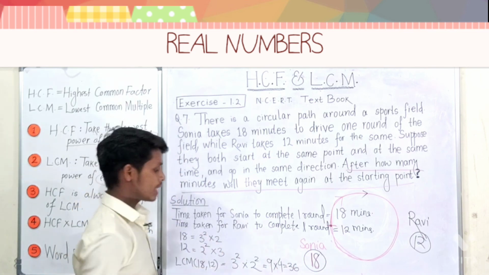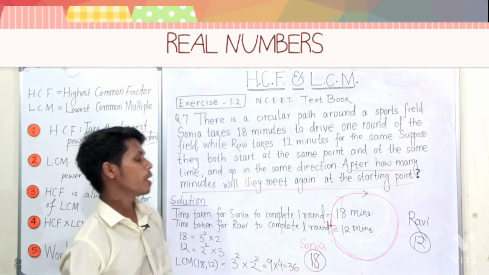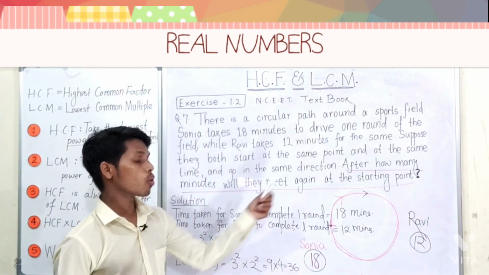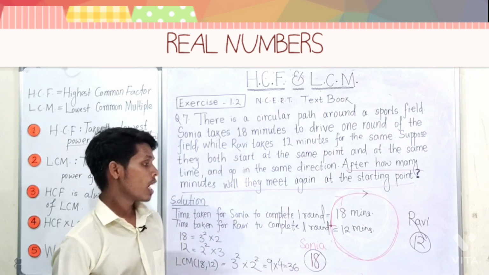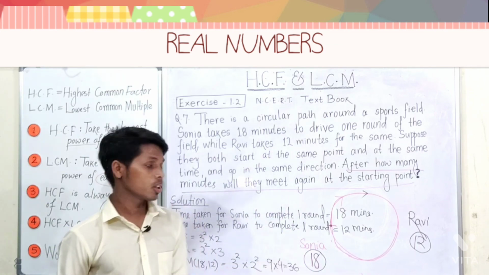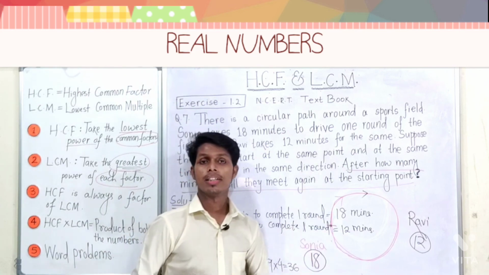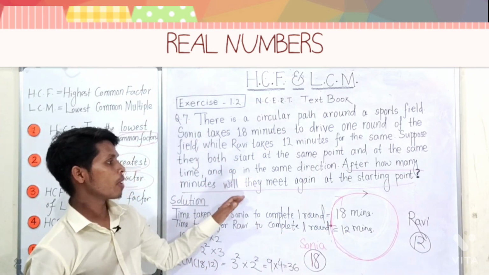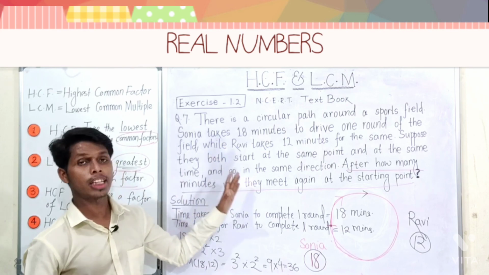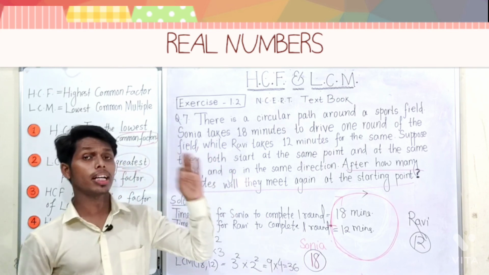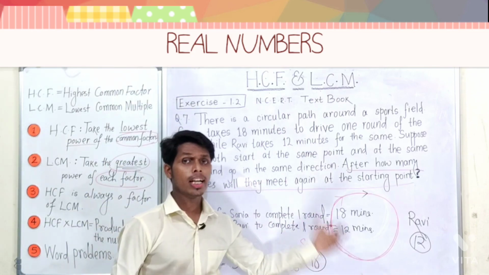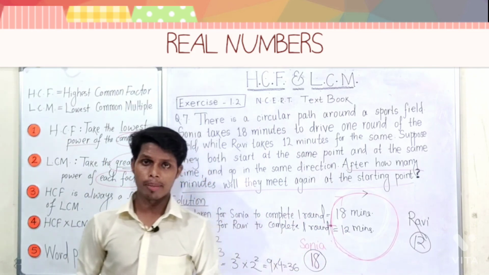Okay, so after 36 minutes Sonia and Ravi will meet at the same point again. After 36 minutes Sonia would have covered 2 rounds and Ravi would have covered 3 rounds, and they will again meet at the same point. Okay, so hope you have understood this question and how to solve this type of question. Whenever you are asked after how many minutes will this happen again, you have to find the LCM.